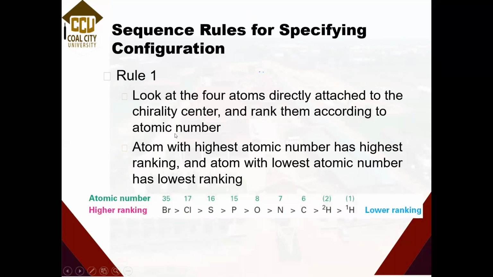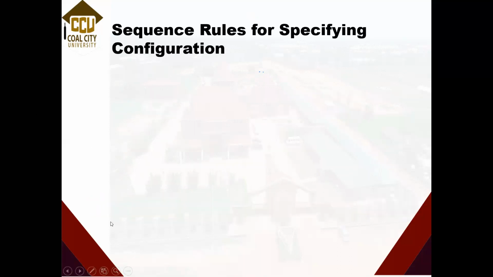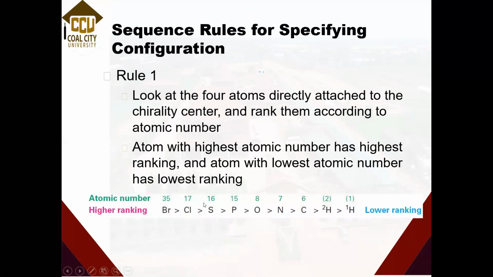That's number 1. Now, if we look at this again, from here, for instance, we can see I have bromine, chlorine, sulfur, phosphorus, oxygen, nitrogen, carbon, and then the isotopes of hydrogen. Now, bromine will be the highest rank in this group. Bromine will have the highest rank in this group.